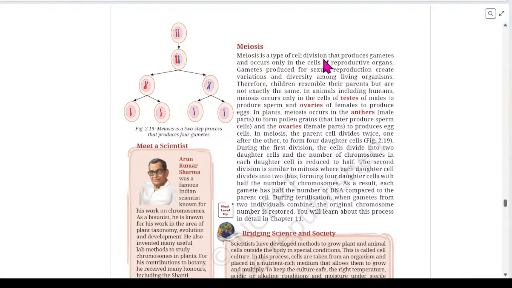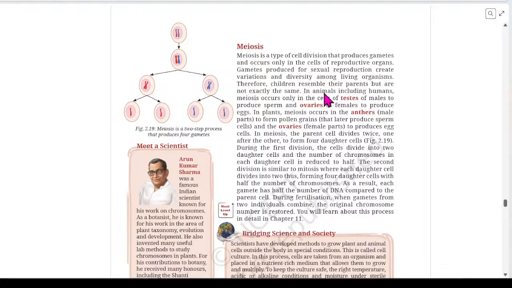Meiosis is a type of cell division that produces gametes and occurs only in the cells of the reproductive organs. Gametes produced for sexual reproduction create variations and diversity among living organisms. Therefore, children resemble their parents but are not exactly the same.